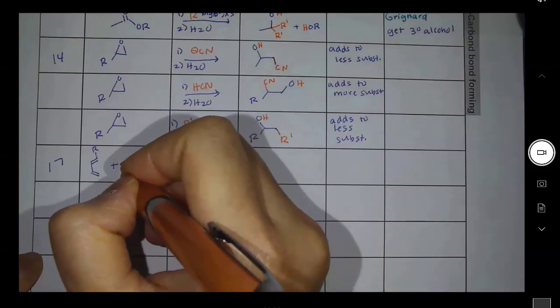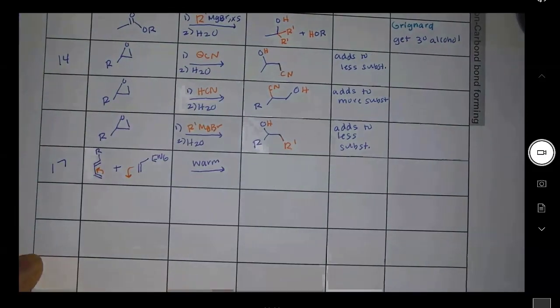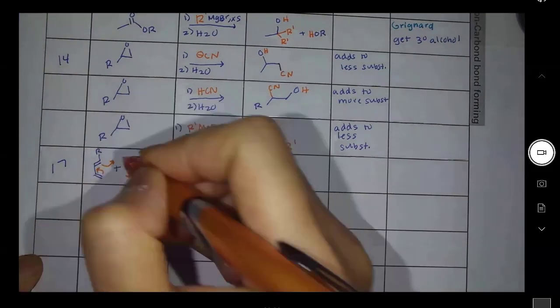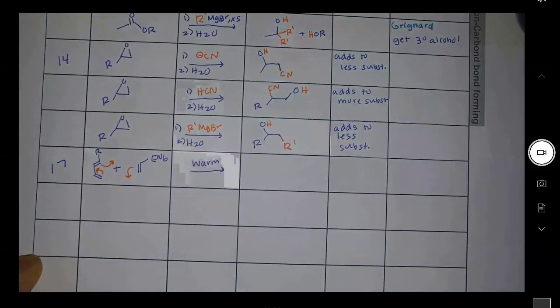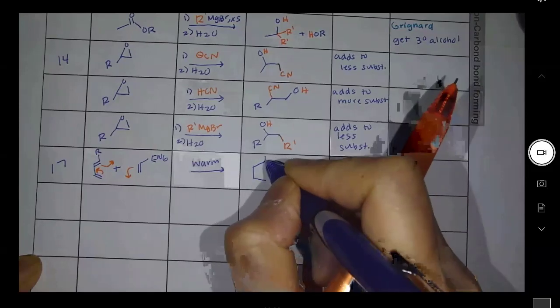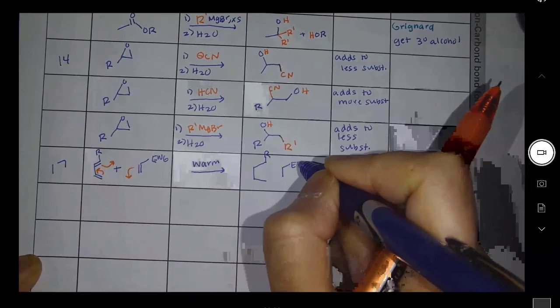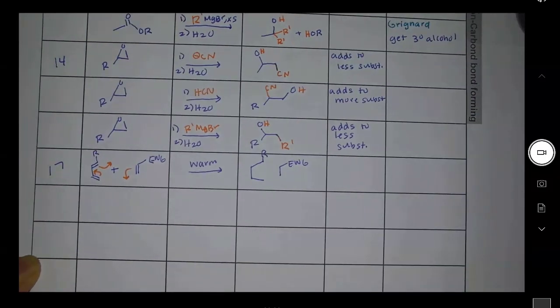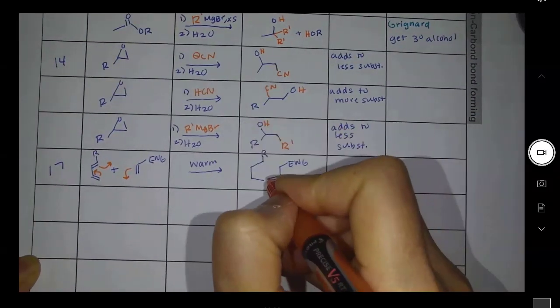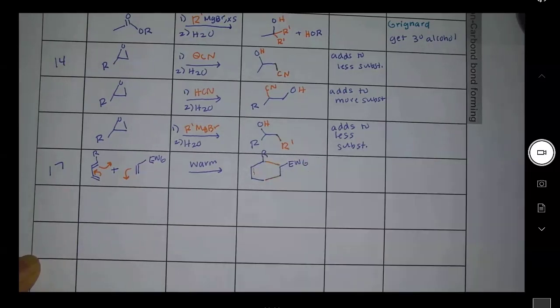So I have electrons going there to form a new bond. Electrons going to form the pi bond there, and then these ones will form a new sigma bond. So there's the new bond that was formed. This is a new bond. This is a new bond. So we make cyclohexene.